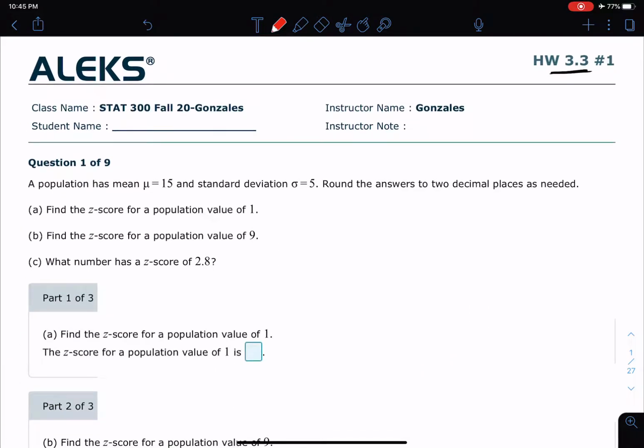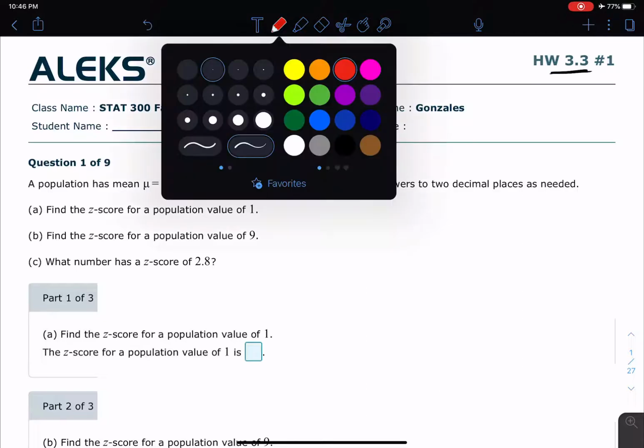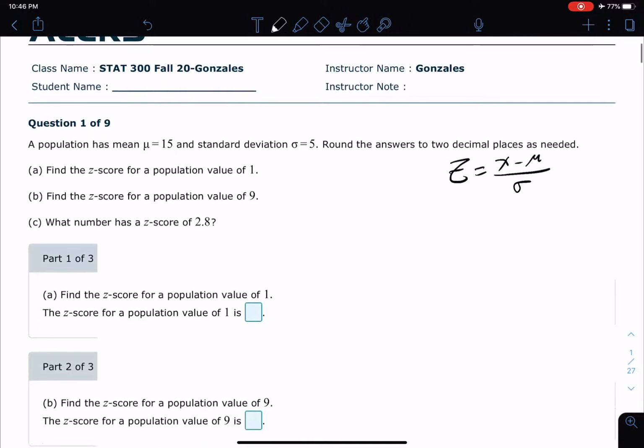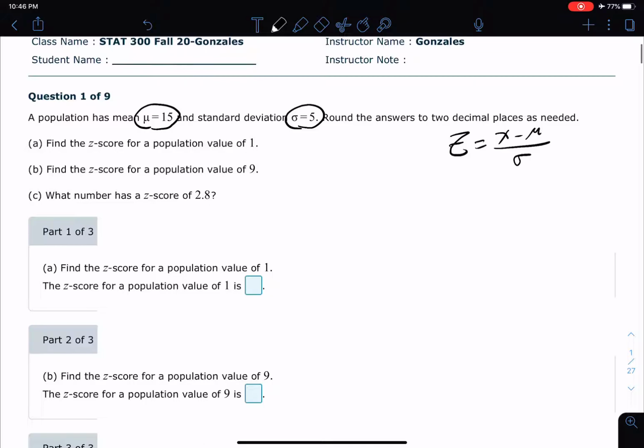Let's go to the beginning of this problem. There we go. Okay, first problem. Now all that stuff that we learned, let's see if we can figure this out. First of all, I want to put the formula. The formula for z-scores is z equals the x value minus mu, divided by the standard deviation. On this first one, they're telling us that a population has a mean of 15 and a standard deviation of 5. Round the answer to 2 decimal places if needed.